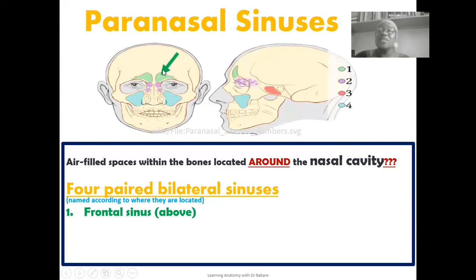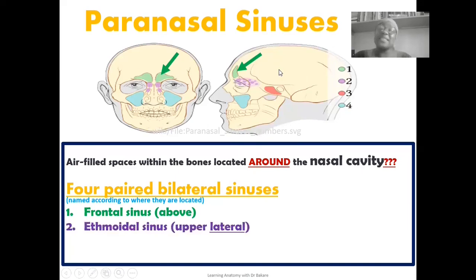This frontal sinus is highlighted here in green. We already said that they are paired and they are also bilateral. You see one on the right, and you see another frontal sinus on the left. And in this image beside it, in the side view, this is where we have the frontal sinus that is also highlighted here in green.